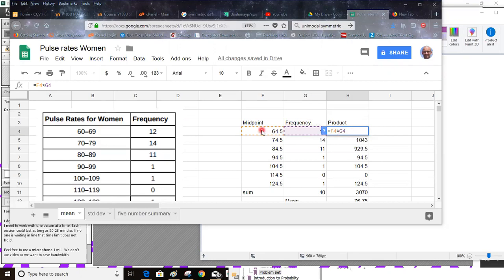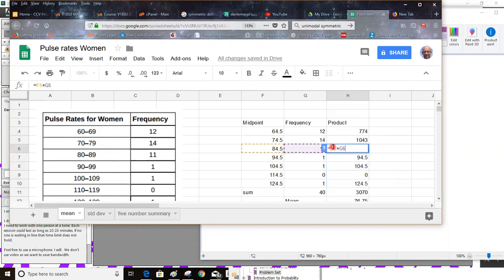And that's what I did. I did equals to tell it the formula. I clicked on the 64.5. I did Shift 8, and that gives me a little asterisk, the times sign. And then I clicked on the G, and it gave me that. And then I pressed enter. I could do that every time, but the beautiful thing about a spreadsheet is if you put your cursor on that little square and then fill down, it'll automatically fill down for you. See what it did? It just copied that formula down, and it did it for you.